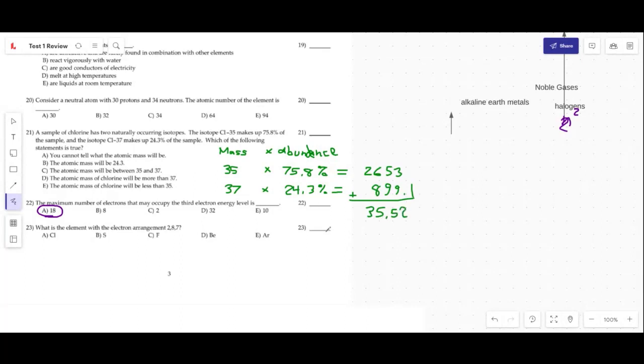Or rather, 3,050. My bad. Let me fix that. There we go. 3,552.1. Okay.